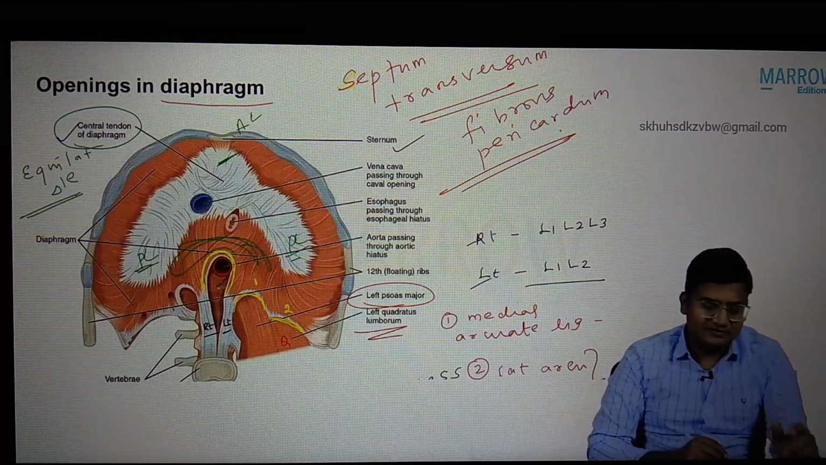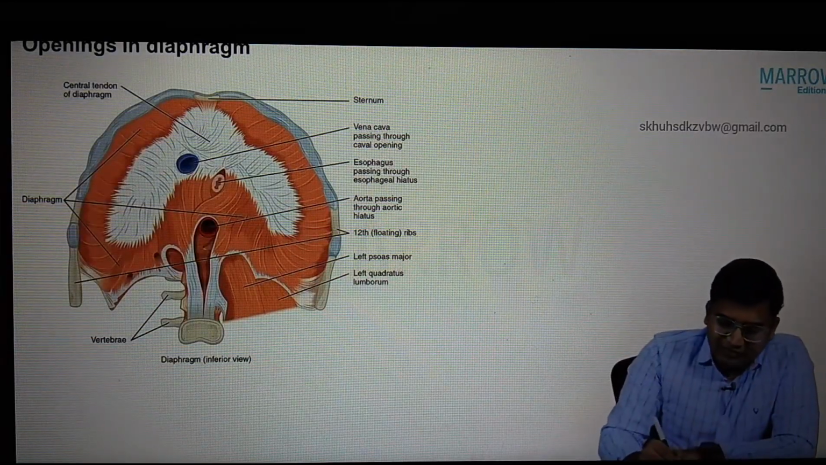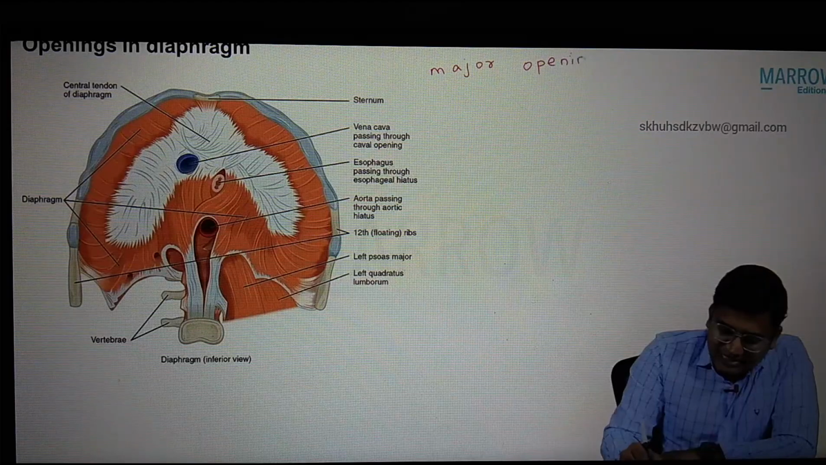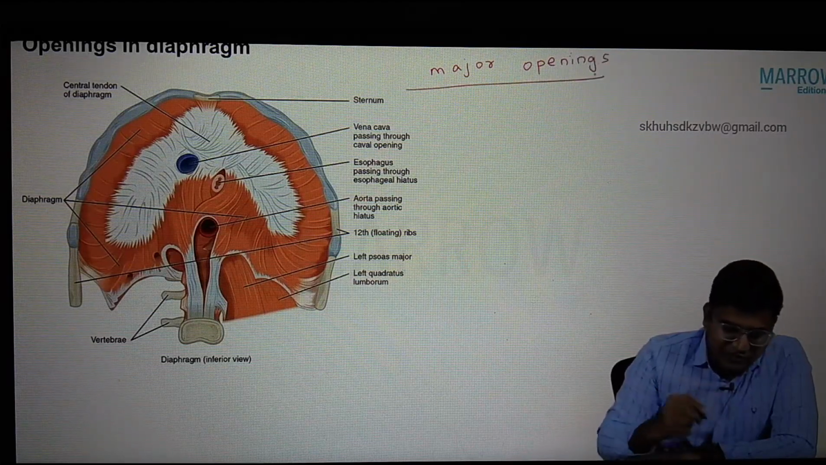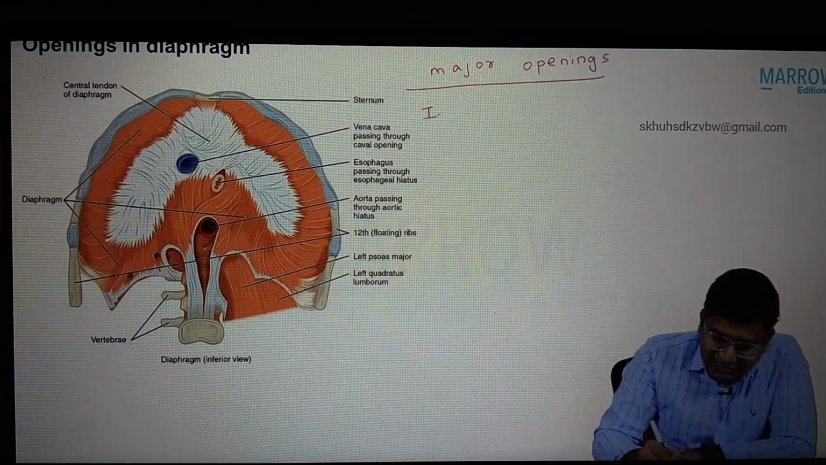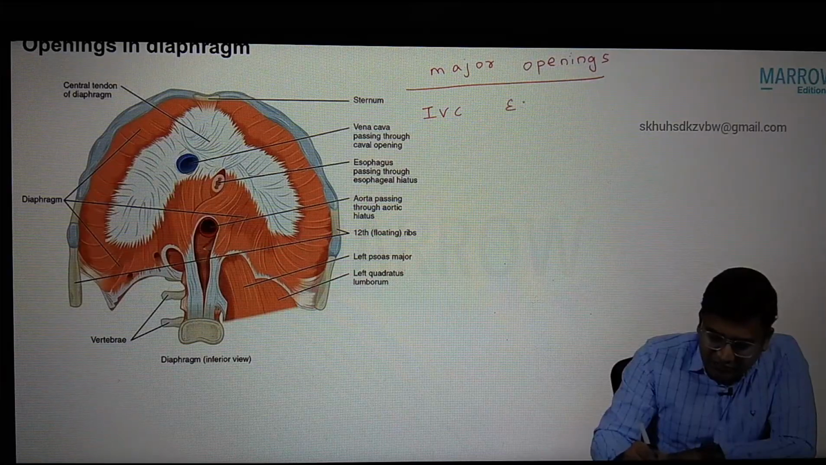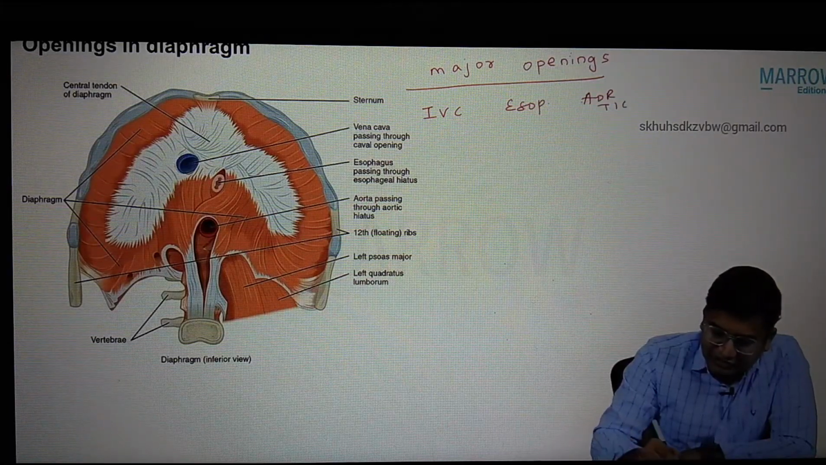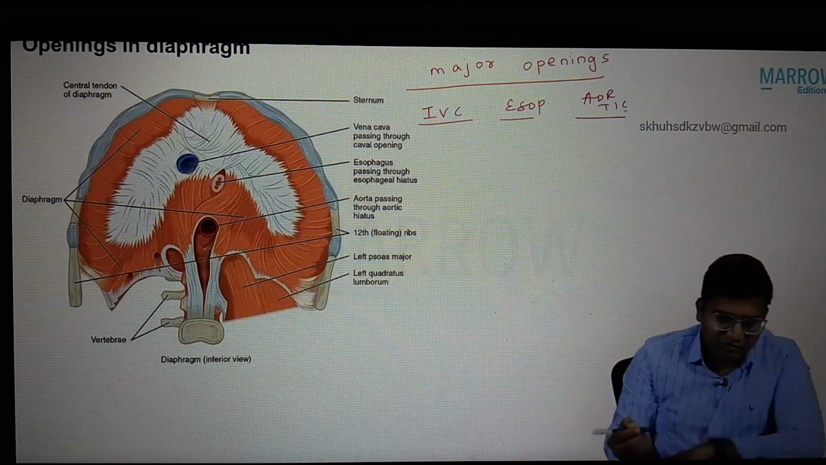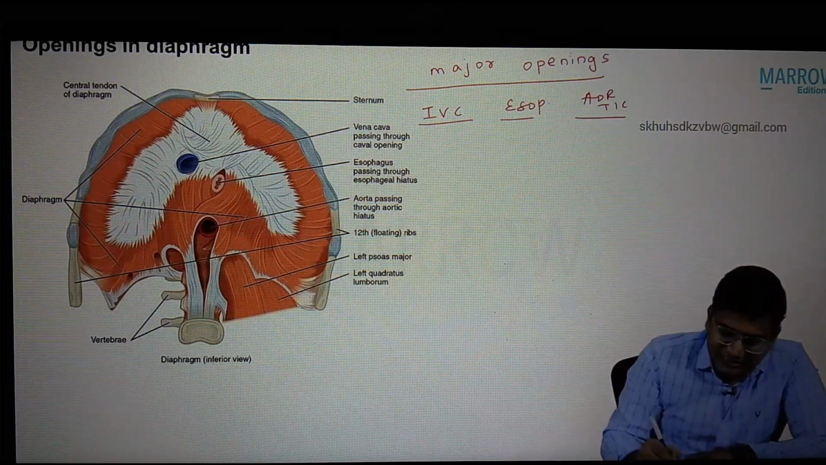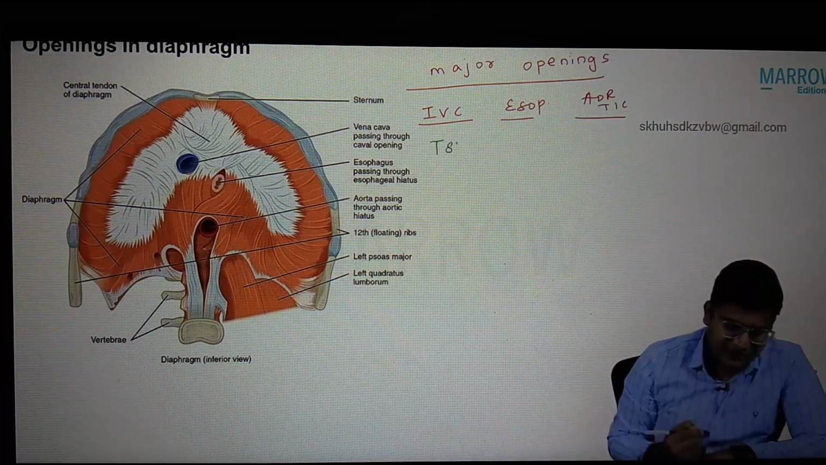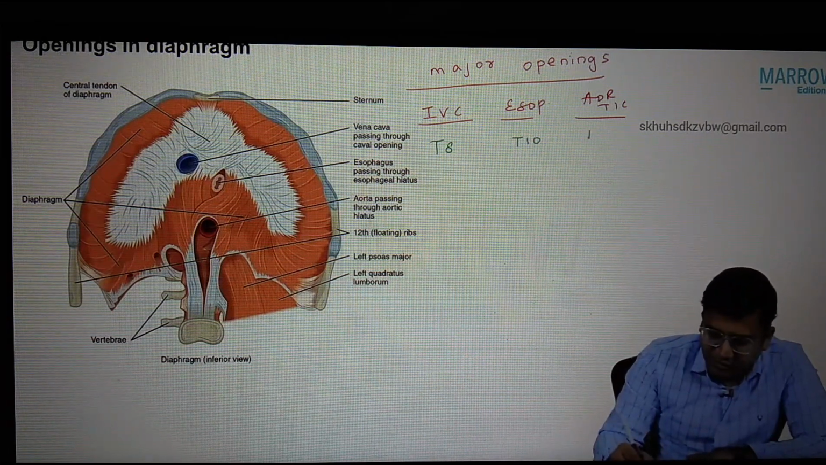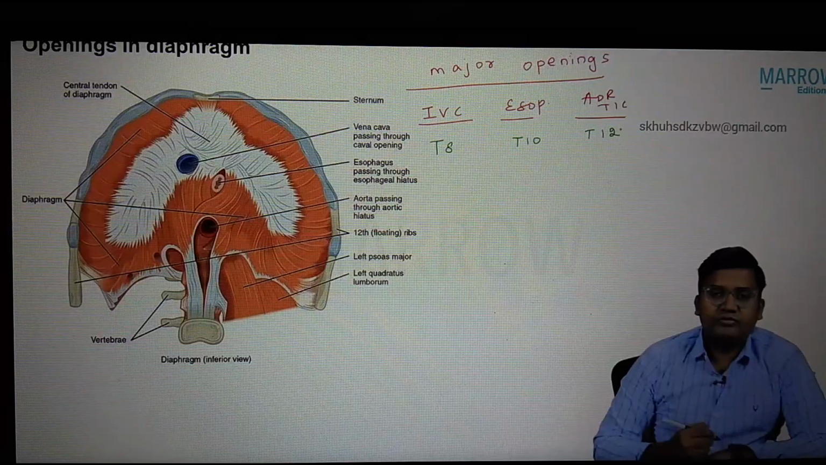Now the next thing, we are going to discuss the major openings and the minor openings. This is important. Now, openings in the diaphragm. First we discuss the major openings. We have three major openings: number one, the IVC opening, then the esophageal opening, and then the aortic opening. The IVC opening is located at the level of T8. The esophageal opening is located at the level of T10. The aortic opening is located at the level of T12.